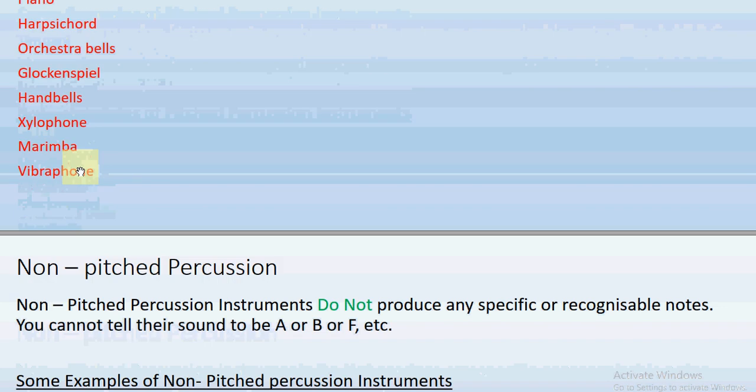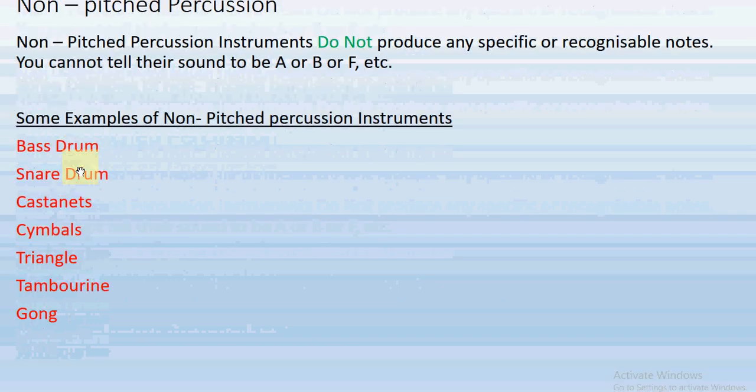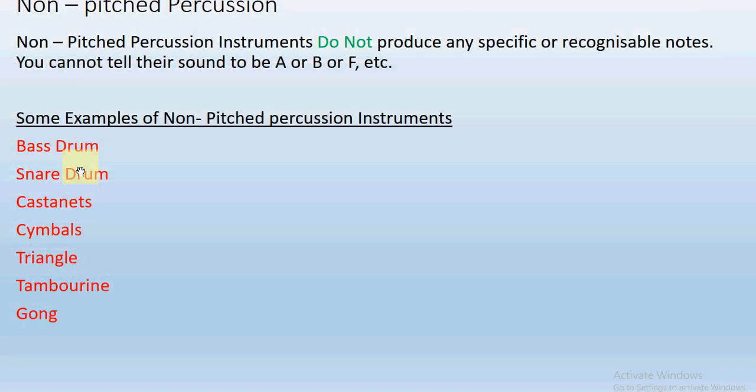Okay, all right, so the non-pitched, basically they don't produce any pitch. The likes of the bass drum, the snare drum, castanet, the cymbals, the triangle, the tambourine, the gong.